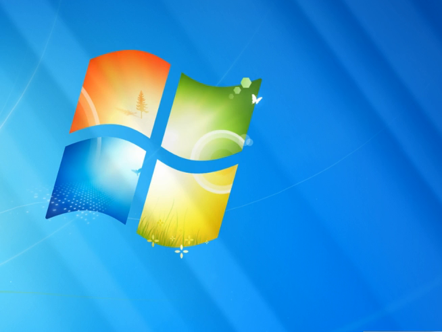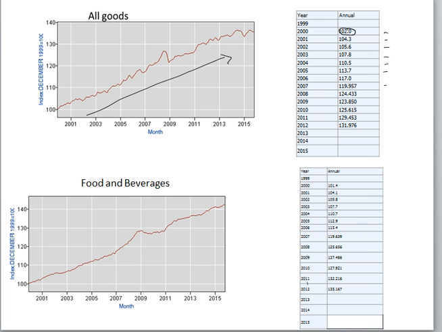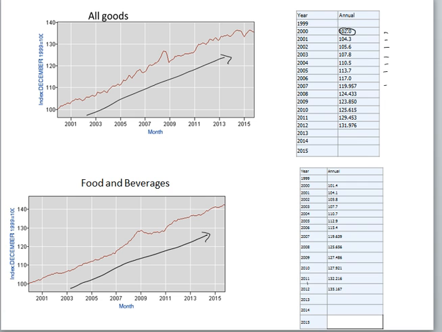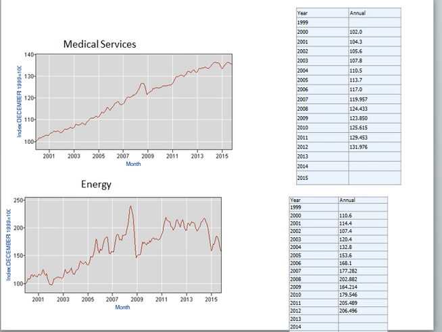We can look at another CPI, which is food and beverages, and we can see that the prices overall over time of food and beverages increase, and we can again get a CPI over time for food and beverages. We can look at another thing, and that would be medical services, and I can ask for these series for a whole host of goods.